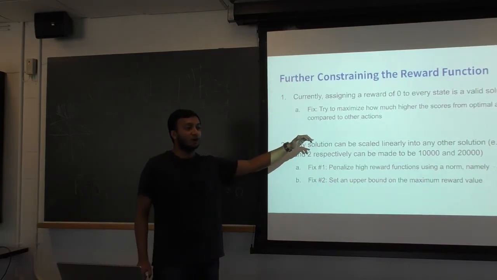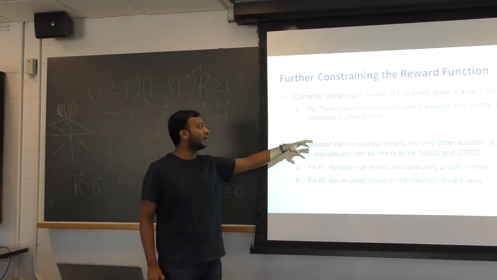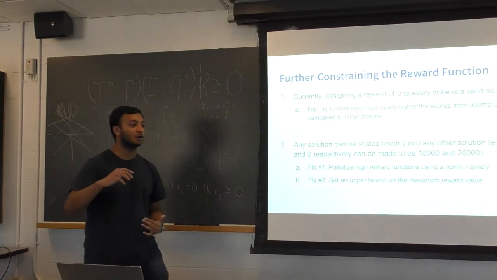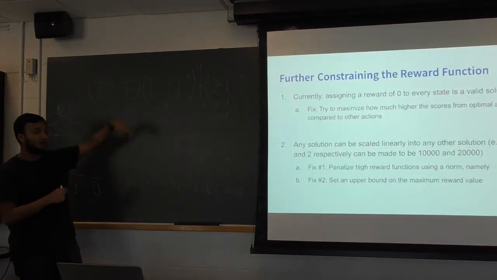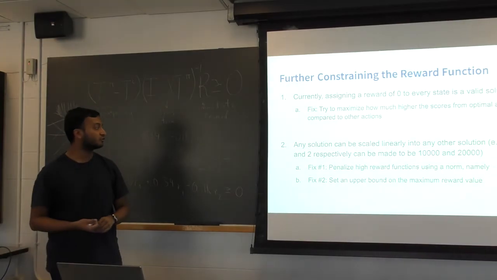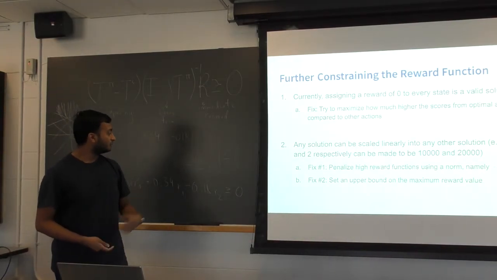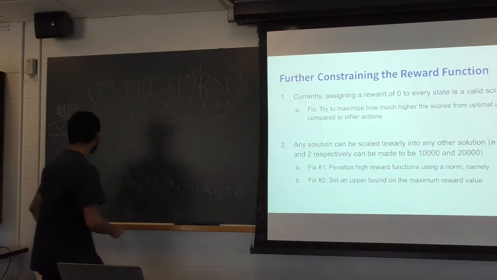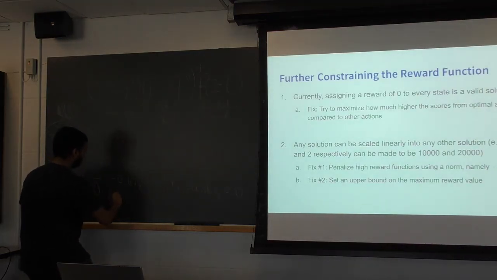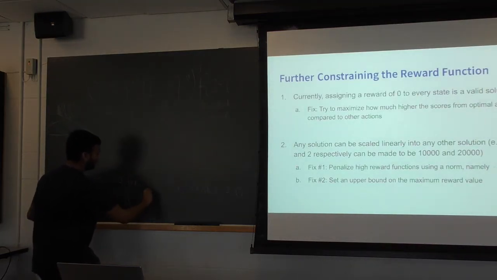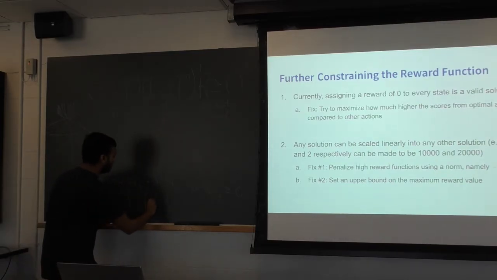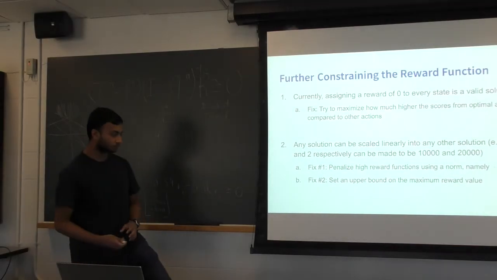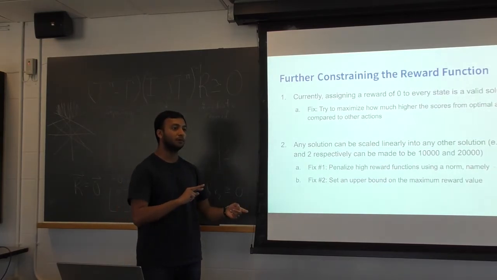So you probably want to avoid that, which leads to our first fix, which is not only saying that the optimal actions are better than non-optimal actions, but trying to maximize how much better they are. Right, so saying that there should be a significant gap between the optimal action and the non-optimal actions, which is an even stronger form of our expert assumption in some sense. And there's a second problem with this, which is that you can have a reward function of, say, 0, 1, and 2, and that will map to exactly the same set of actions as a reward function that's 0, 1,000, and 2,000.